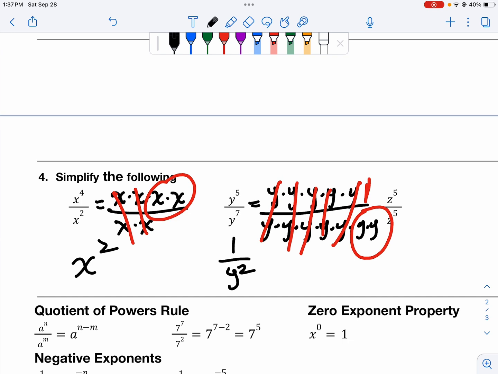Well, if I were to do subtraction here, I would have y to the 5 minus 7, which is y to the negative 2. So this is equal to y to the negative second power. So when we have a negative power, what that indicates for us is actually that power needs to be in the bottom part of a fraction. So if it's not there, we put it there.